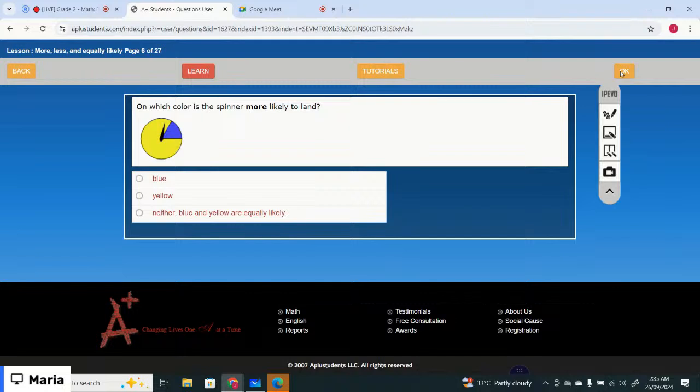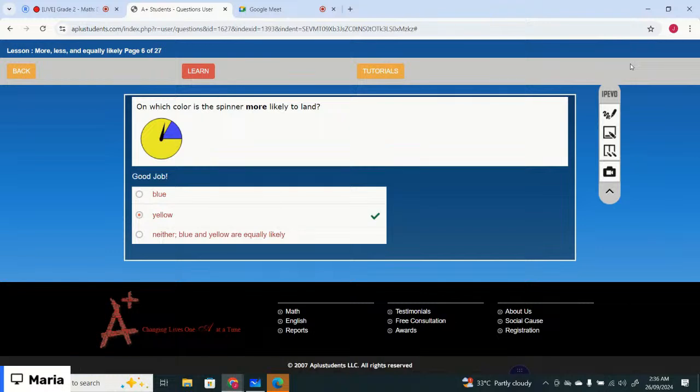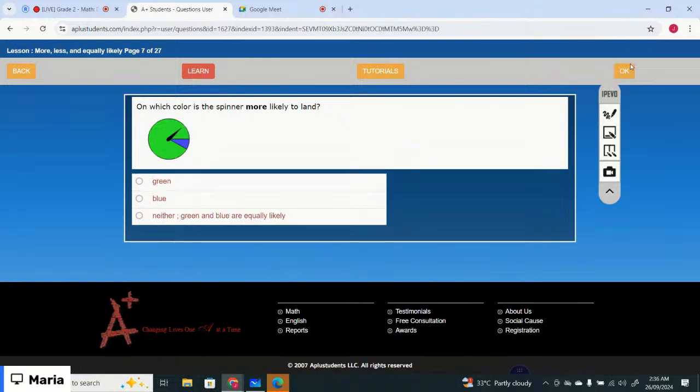It will more likely land on the color that has more portion. So yellow has more portion, it will more likely land on yellow. Got it? The correct option is yellow. On which color is the spinner more likely to land? So which is the correct option?